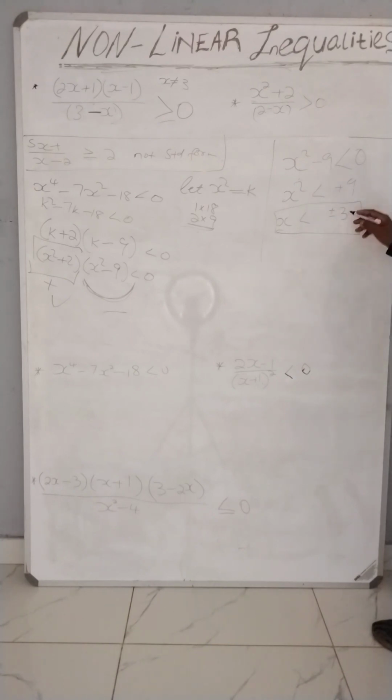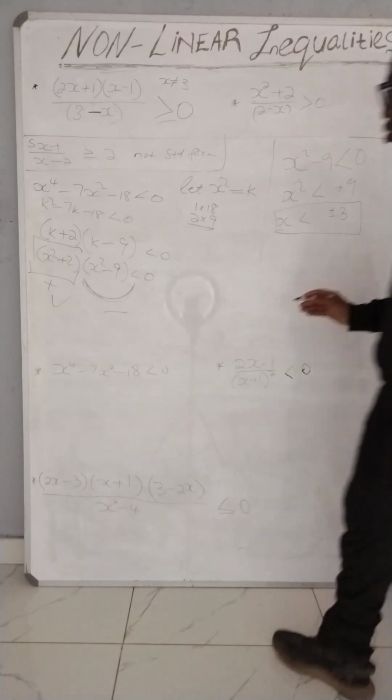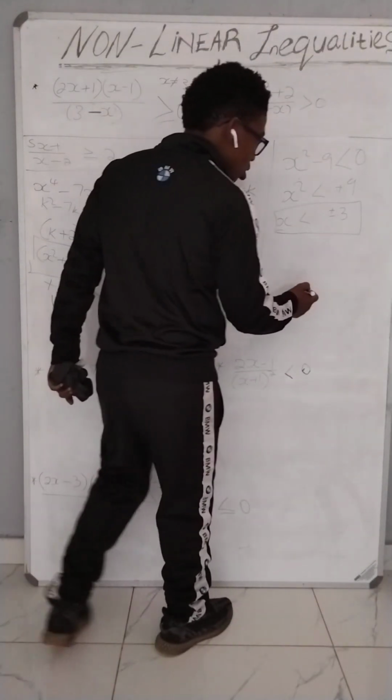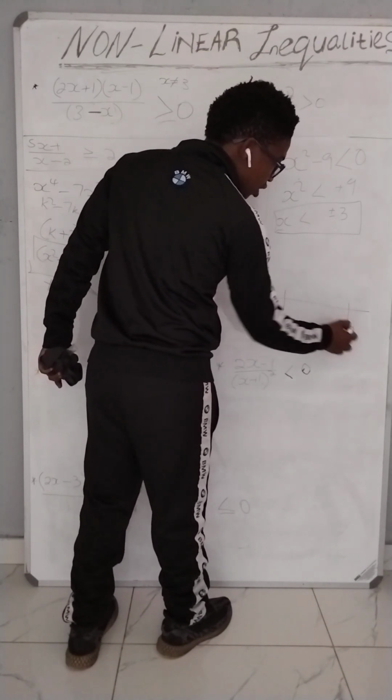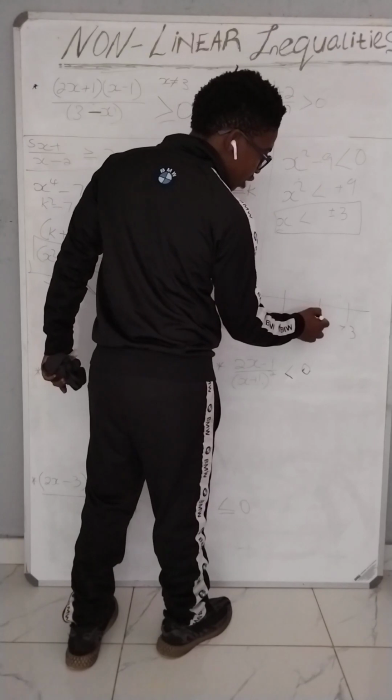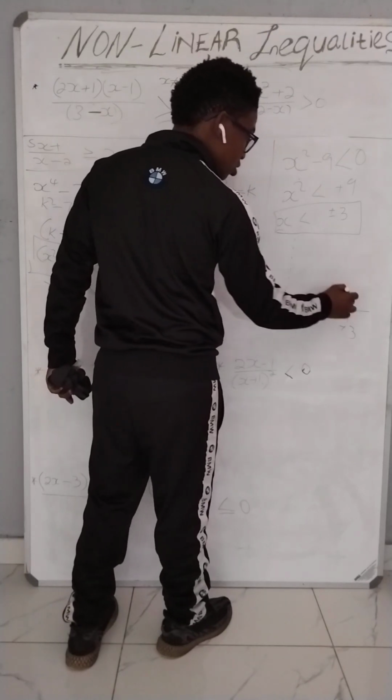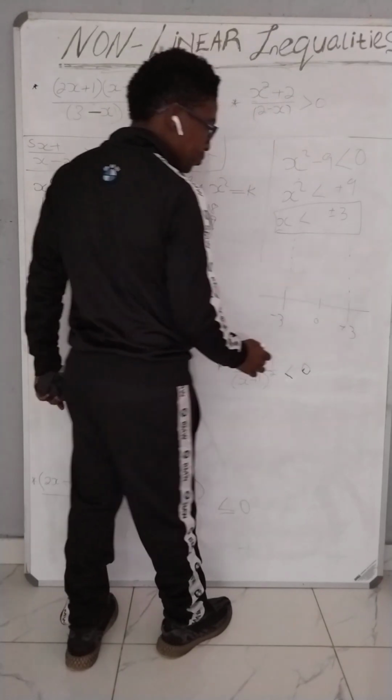So now, if you have 3, you will have 0, and this will be not correct because you want less than 0. So meaning x must be less than that. So you can go ahead and test it. You can go ahead and test it and say you have a positive 3, you have a negative 3, you will have a 0 there. But you are testing this, you are testing that.